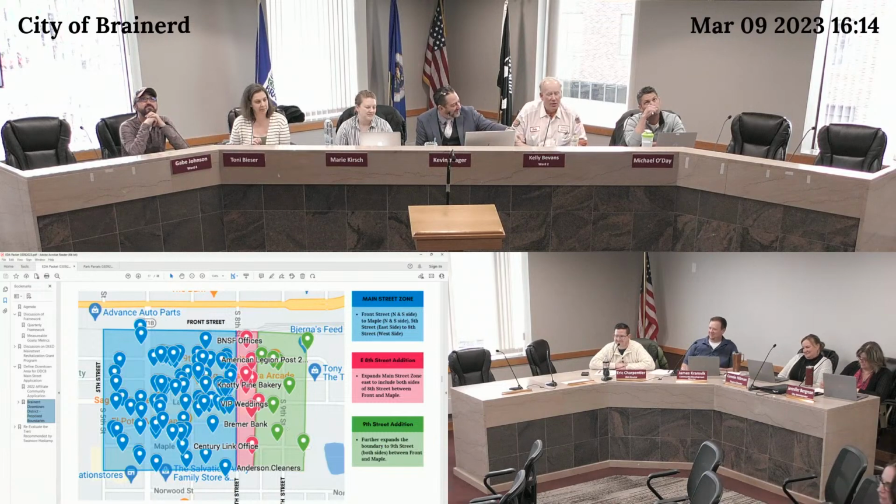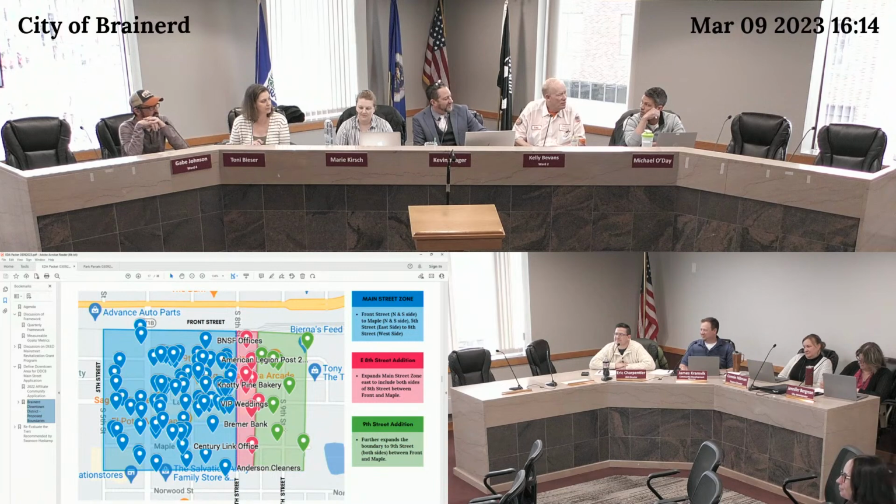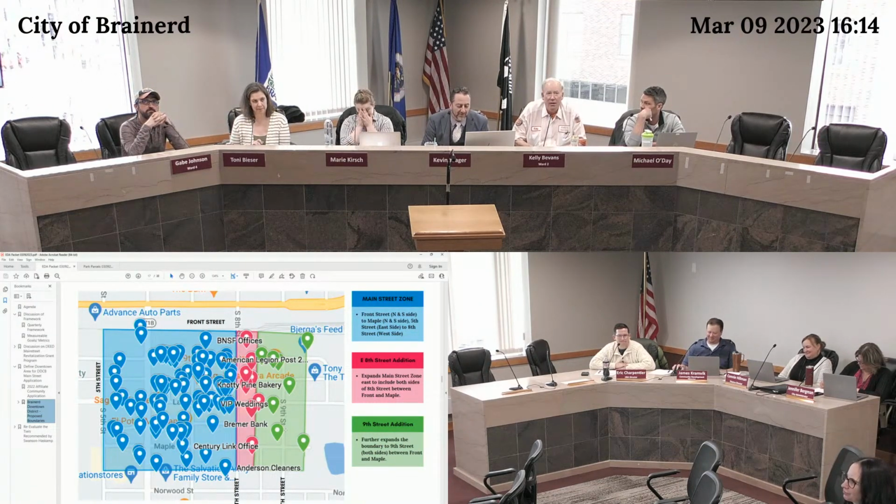I just want to verify that the second was to the blue and the red, to the original motion, correct? I seconded the motion. Very good. So we have a motion and a second on the blue and the red. Do we have any further discussion?